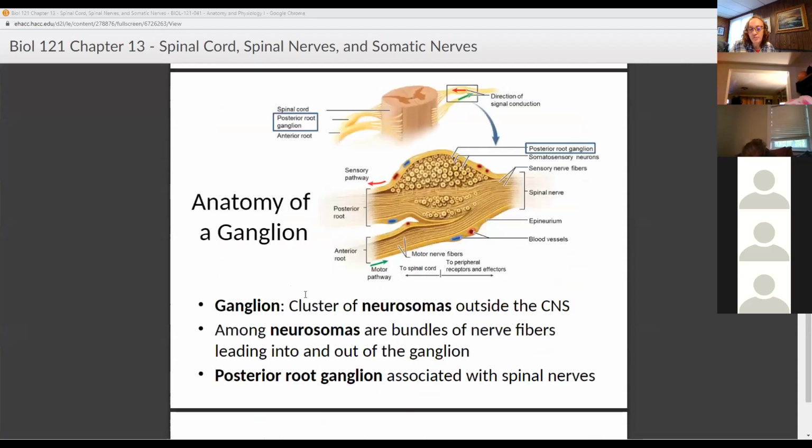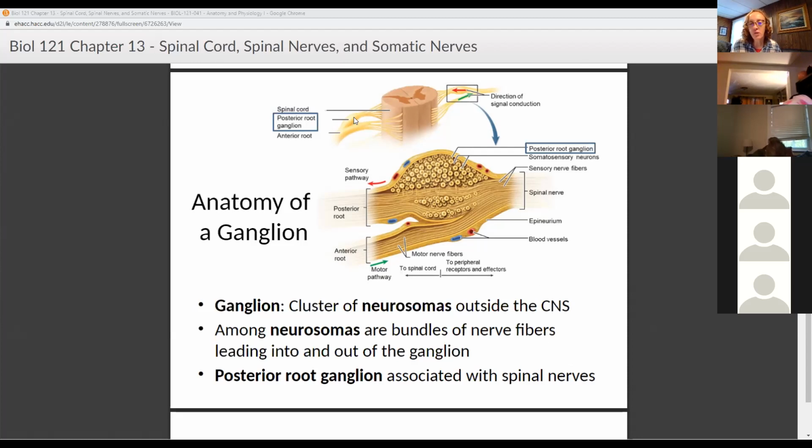A ganglion. Remember what a ganglion is. We saw it in the first chapter, in chapter 12. A ganglion is a cluster of neurosomas outside of the central nervous system. Remember, a neurosoma is a cell body. So this is a cluster of cell bodies.